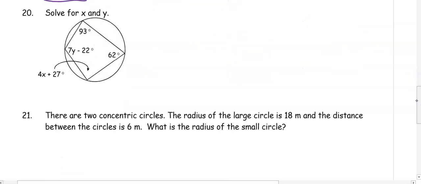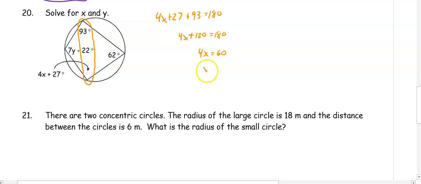Number 20, solve for x and y. So in this case, remember that we talked about the opposite angles in a quadrilateral being supplementary. So we have 93 and 4x plus 27 are going to equal 180, so we can solve for x first. Combining our numbers, we have 4x plus 120 equals 180. We can subtract 120 from both sides. 4x equals 60. Divide by 4 and x is 15.